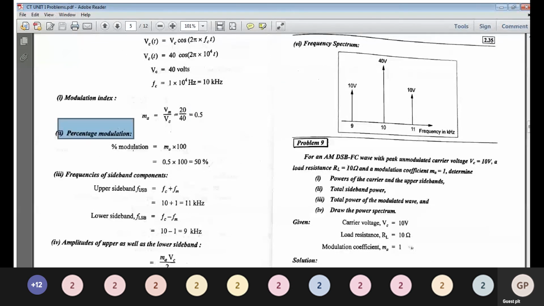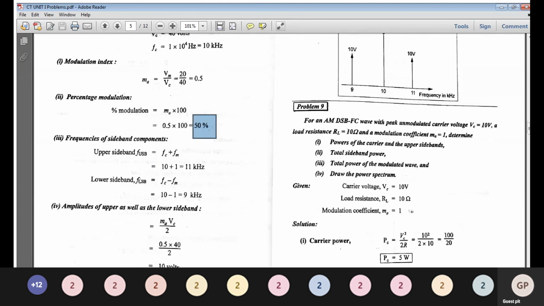Then next one is percentage modulation. Percentage modulation means we have to multiply the modulation index by 100. So 0.5 into 100 is equal to 50%. That is our percentage modulation.